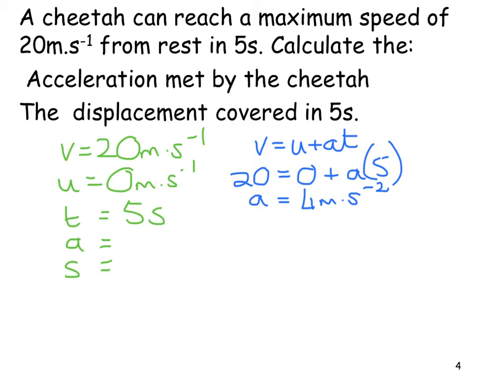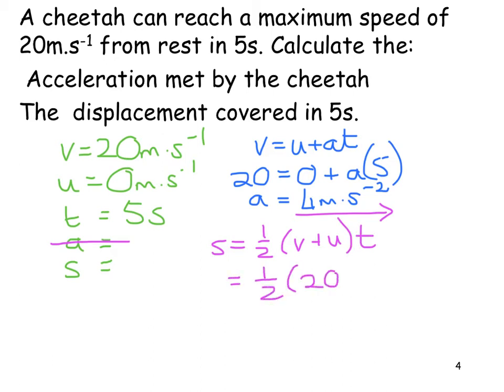Now I want an equation of motion that does not include the acceleration, because I don't necessarily want to carry my potential mistake from there to my next problem. So I use S is equal to a half (V plus U) T, and that is equal to a half. My final velocity was 20, my initial velocity was 0, the time taken is 5, and I land up with 50 meters.